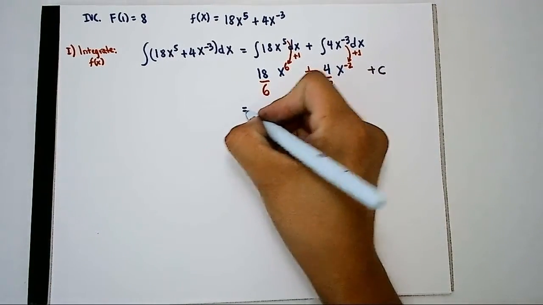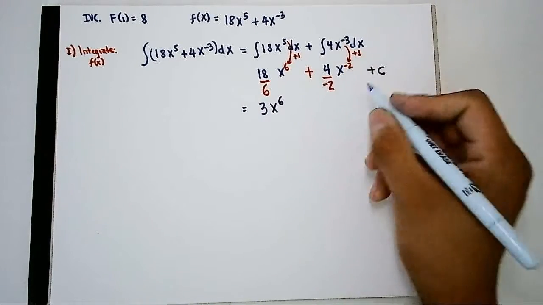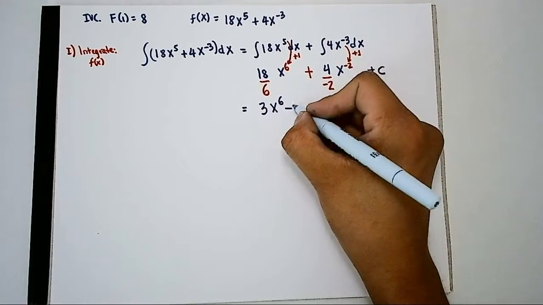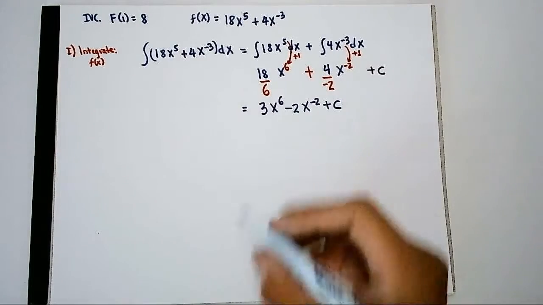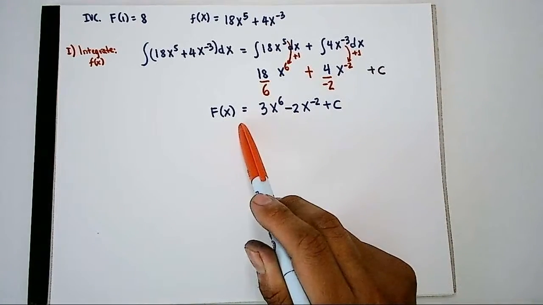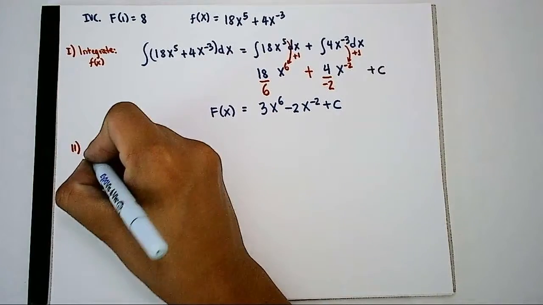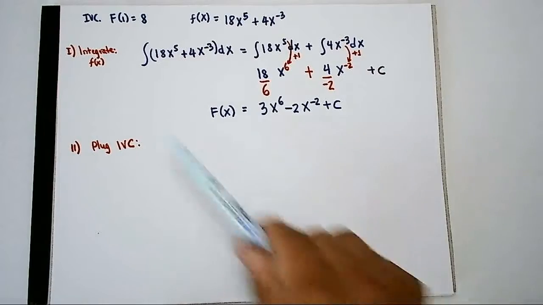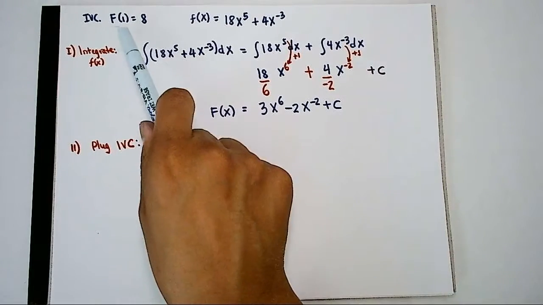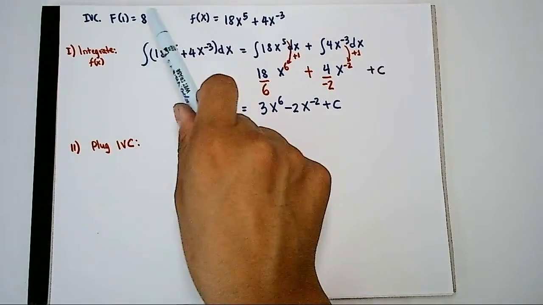So this is going to be equal to 3x to the 6, 4 divided by minus 2 is minus 2x to the minus 2, plus c. And this will be our original function f of x. The second step is to plug in the initial value condition. Here we have that when we plug in x equals 1, the original function will be equal to 8.